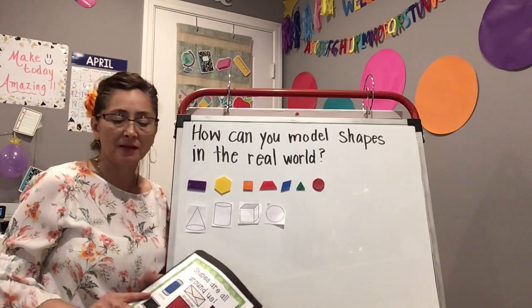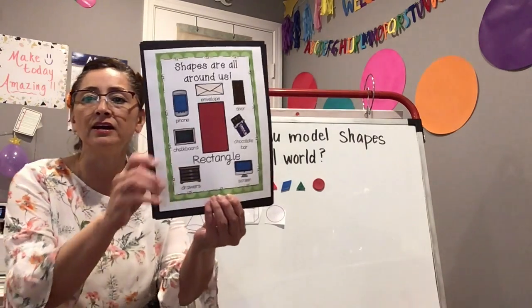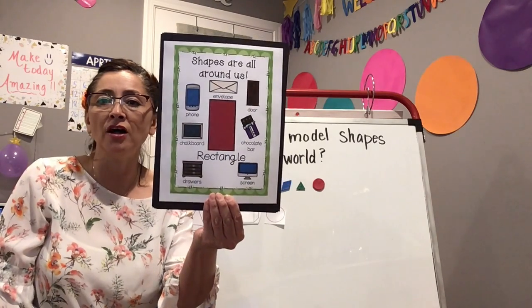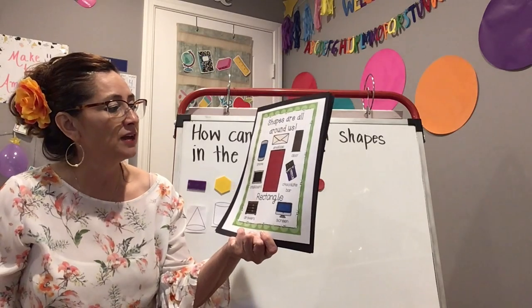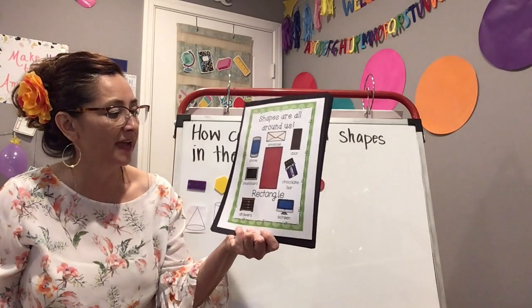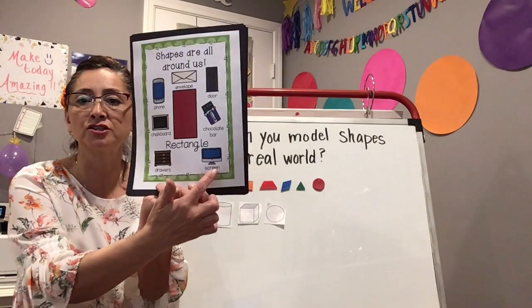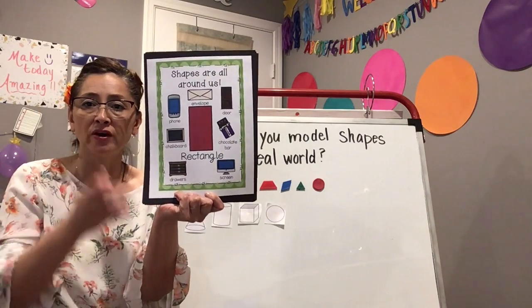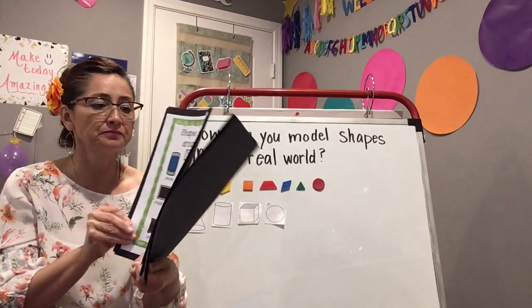Now, I want us to take a look at how these shapes are seen all over the world because we see them. Let's take a look at the rectangle. You can see here in my pictures all the different things that are shaped like rectangles. There's an envelope and a chalkboard, and even your screen or your computer monitor is shaped like a rectangle.